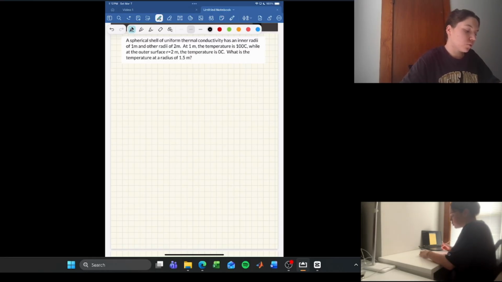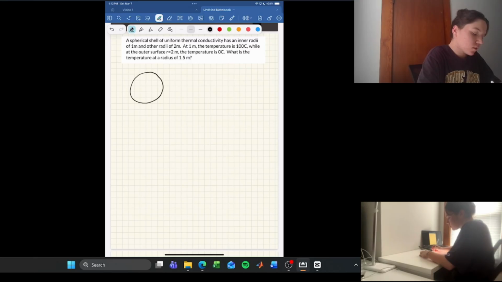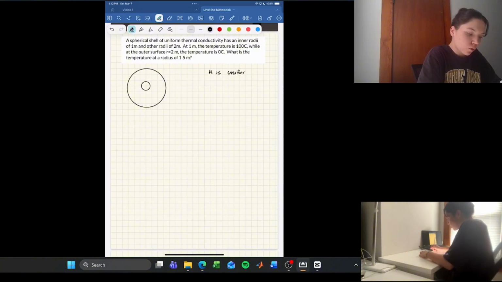So in this example, we have a spherical shell. So something like this. And there's a uniform thermal conductivity. So K is uniform or constant throughout this example.